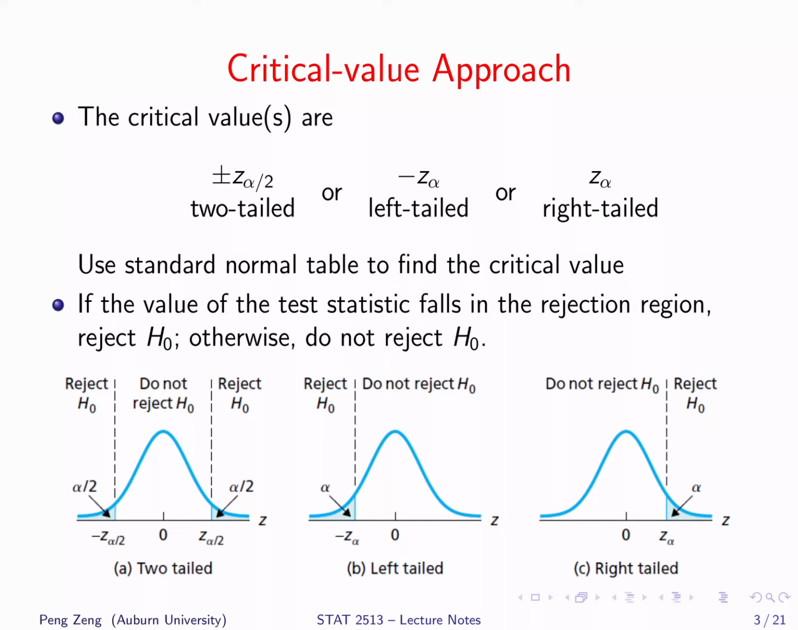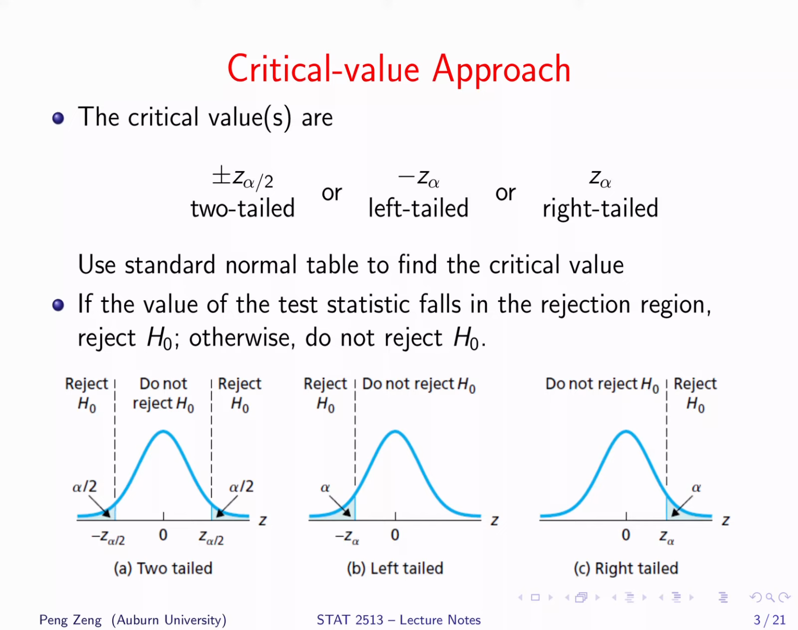For a two-sided test, the critical value is plus minus z alpha over 2. The rejection region contains two parts, either smaller than negative z alpha over 2 or larger than z alpha over 2. For a left-tailed test, the critical value is negative z alpha. The rejection region is less than negative z alpha. For a right-tailed test, the critical value is z alpha. The rejection region is larger than z alpha.